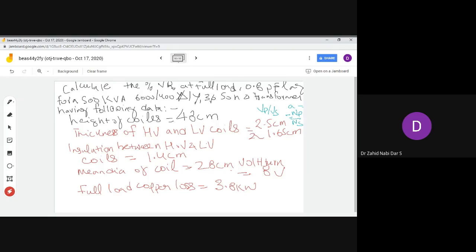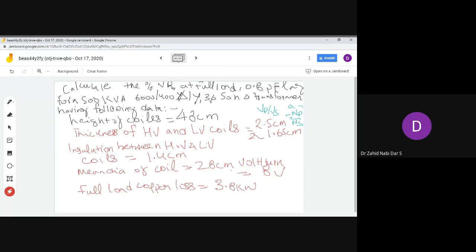For the leakage, it's asking for the voltage regulation. For the voltage regulation, we know that it would be IP RP cos phi plus IP XP sin phi divided by V1. That means we have to calculate the value of primary resistance and the value of reactance. Cos phi is available with us because the power factor is 0.8. Sin phi will come automatically, 0.6. V1 is given, 6000. The only things we need to calculate are IP, RP, and XP. IP, I showed you how we calculated. Now about the RP.